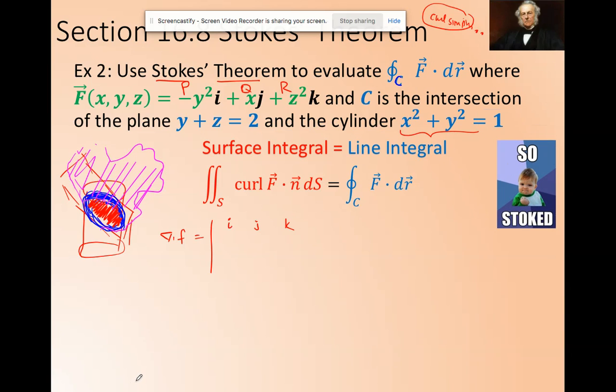Forgot to say I'm so stoked, right? I'm not going to do the line integral. I'm going to do the curl.